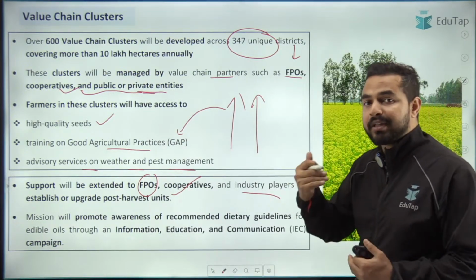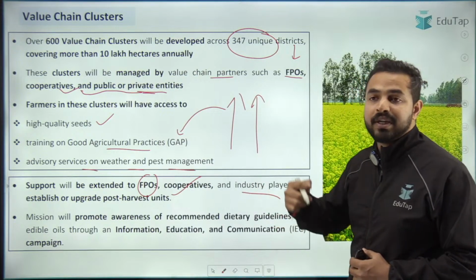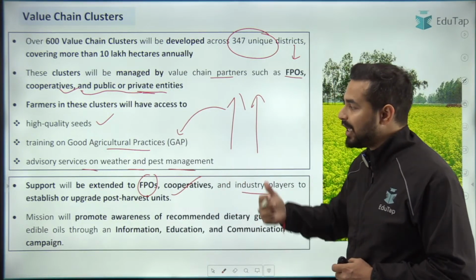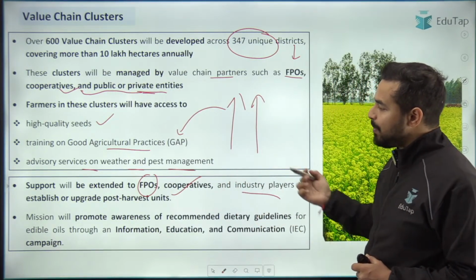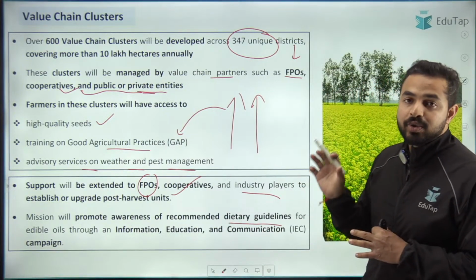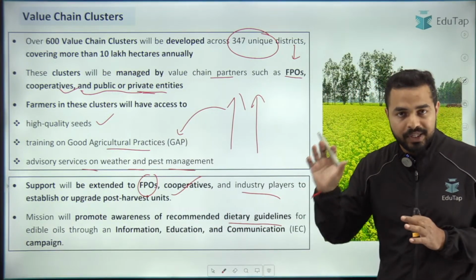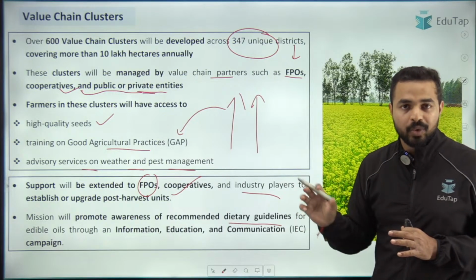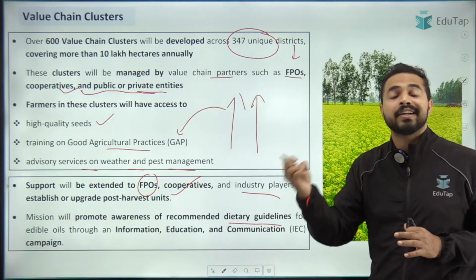So after harvesting, whatever processing will be done and whatever required steps are taken, support will be provided for that as well. And they will be promoting awareness of recommended dietary guidelines. So the dietary guidelines, so that the oil being generated under this mission is being made in such a way that we can consume it as well.